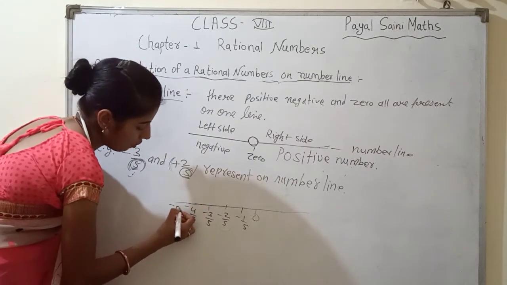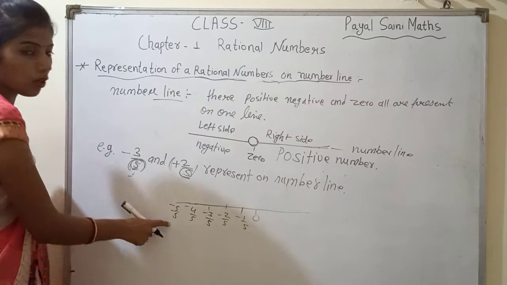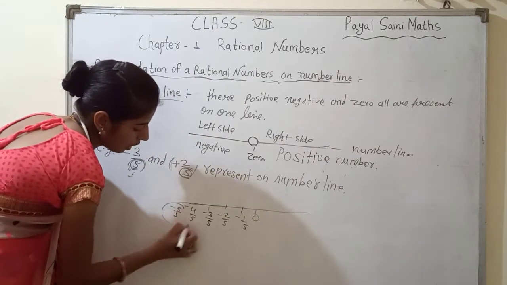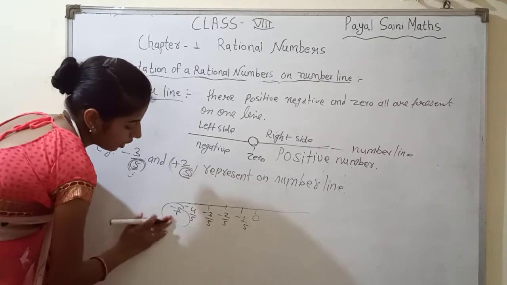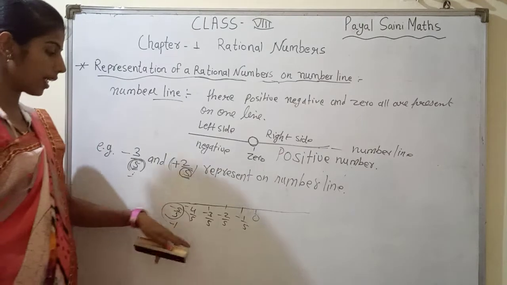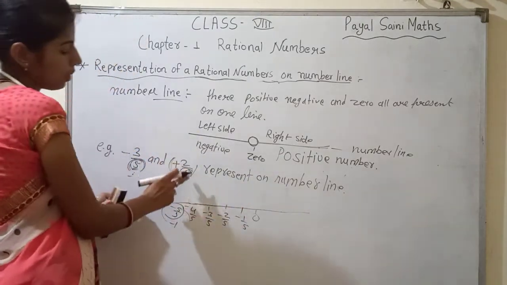Next is minus 5 by 5. It means 5 divided by 5 one time. Then it's minus 5 by 5, so we can write here minus 1. It's also correct. Now this side is also here plus 2 by 5.